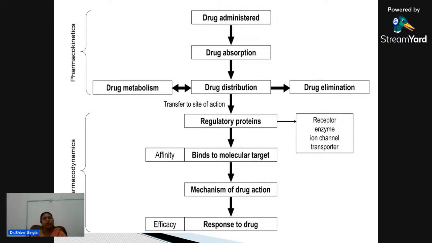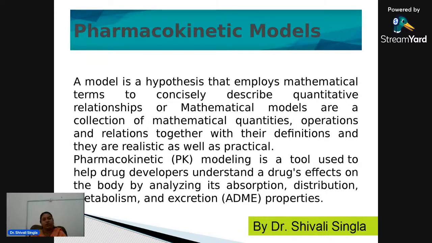So coming to our main topic, that is compartment modeling. Compartment modeling is a type of pharmacokinetic model. So here I am explaining pharmacokinetic models. Basically, a model is a hypothesis that employs mathematical terms to concisely describe quantitative relationships, or mathematical models are a collection of mathematical quantities, operations, and relations, together with their definitions, and they are realistic as well as practical.